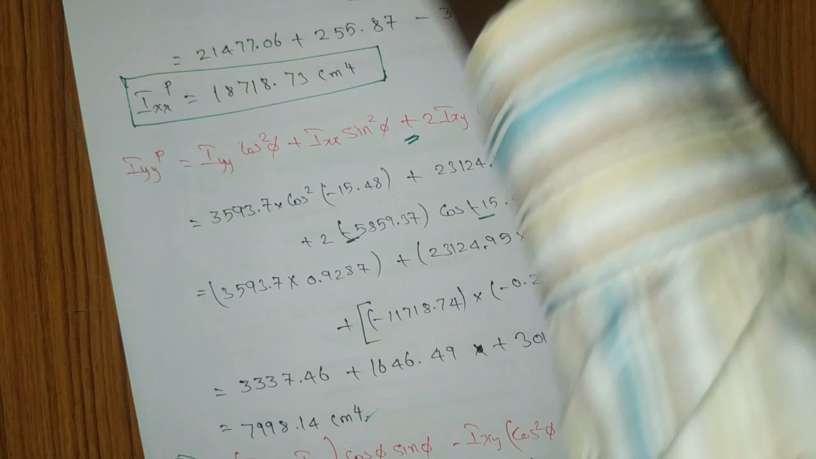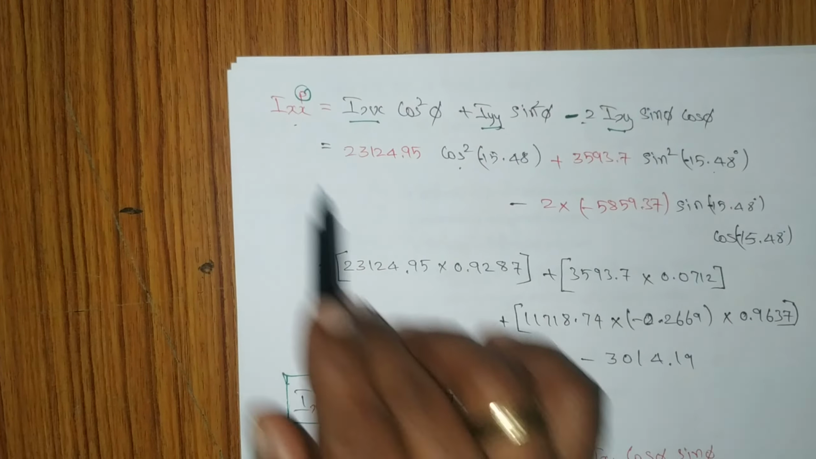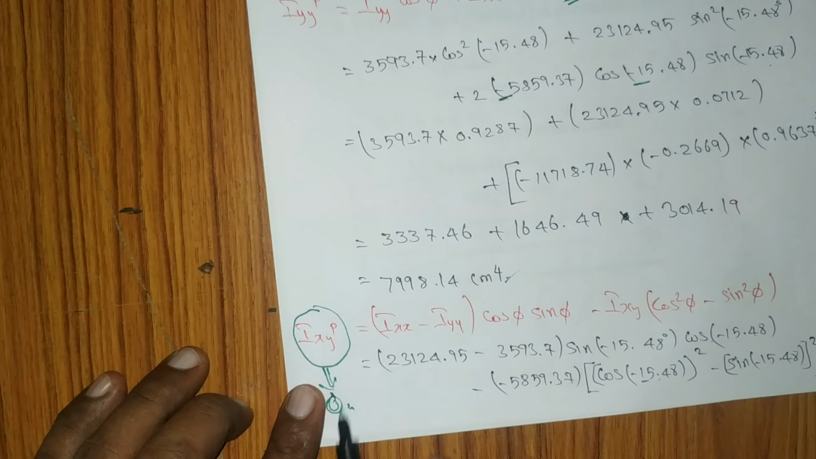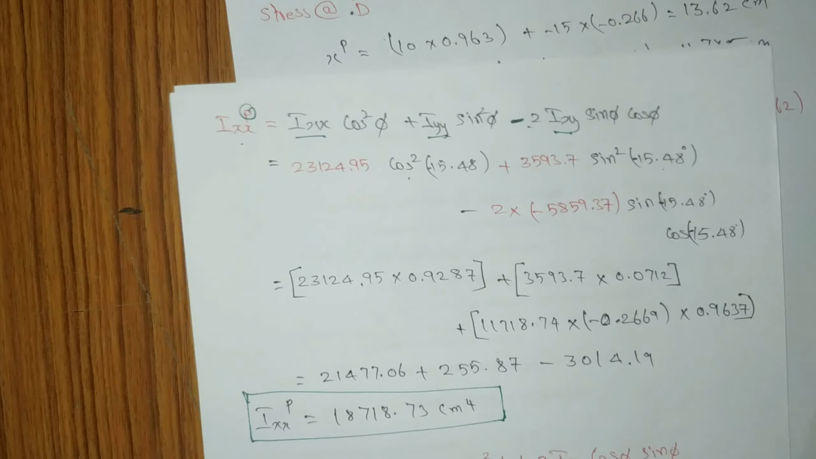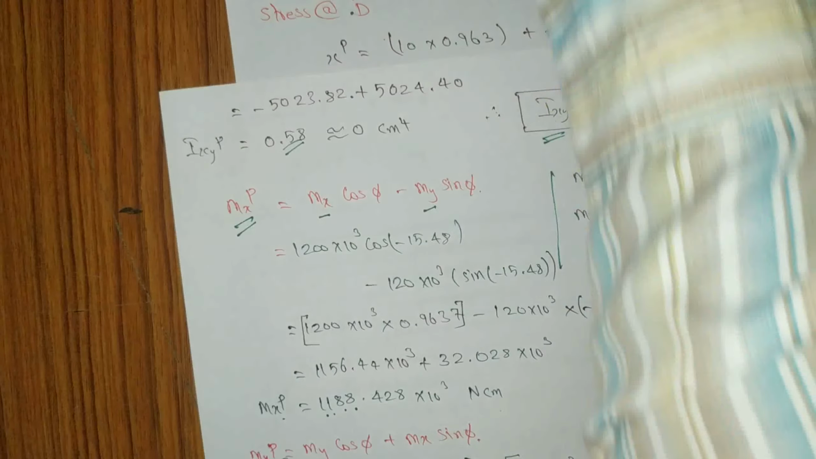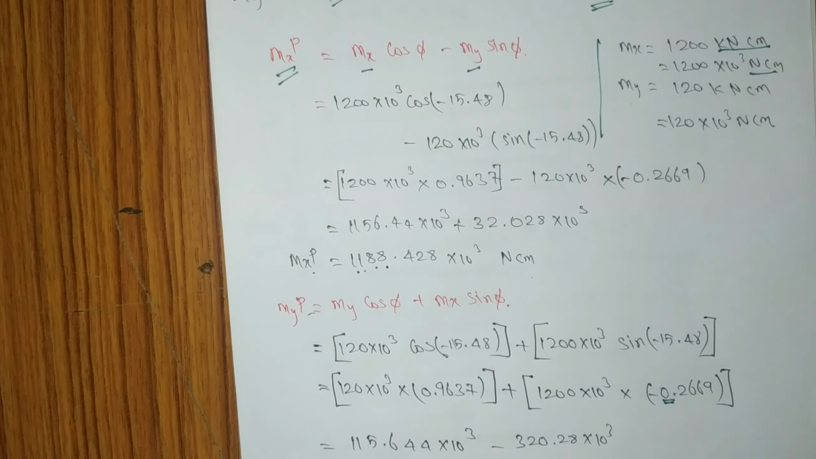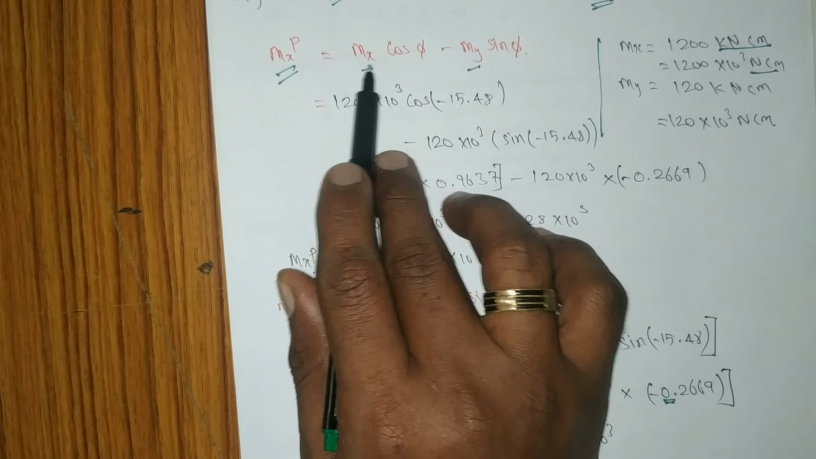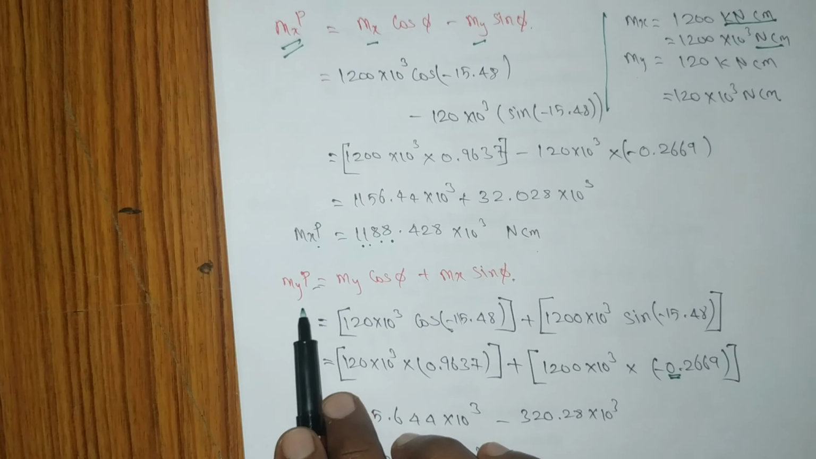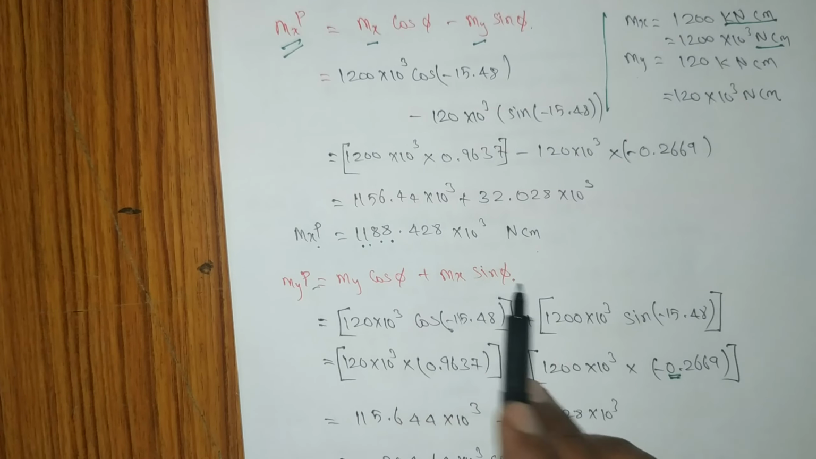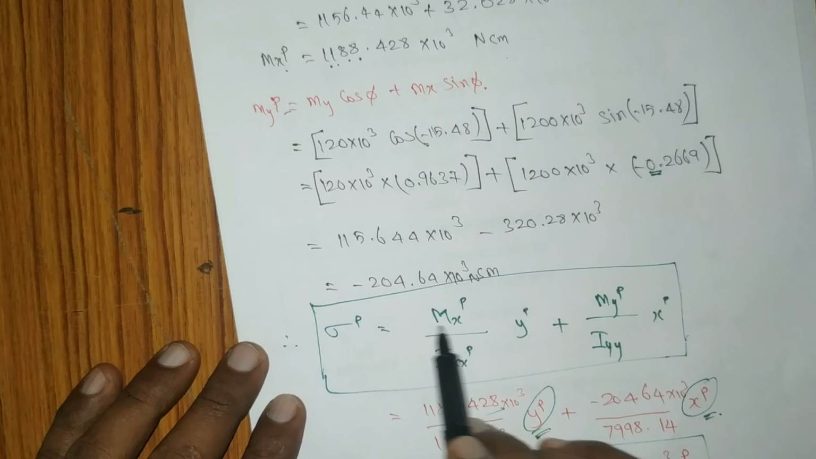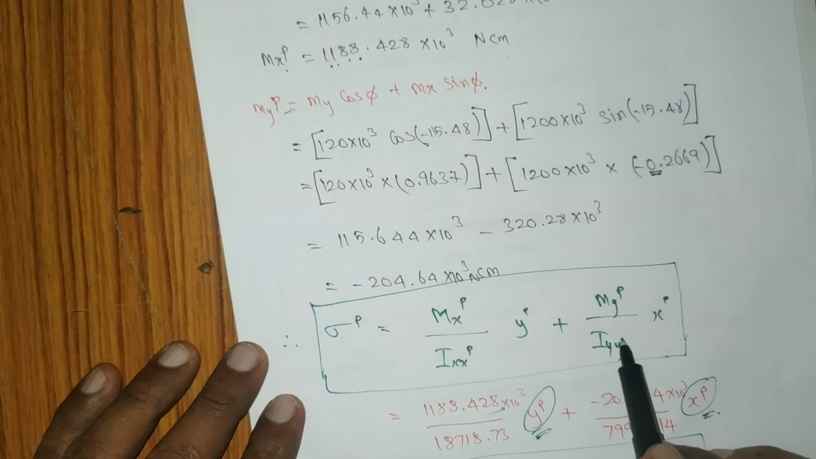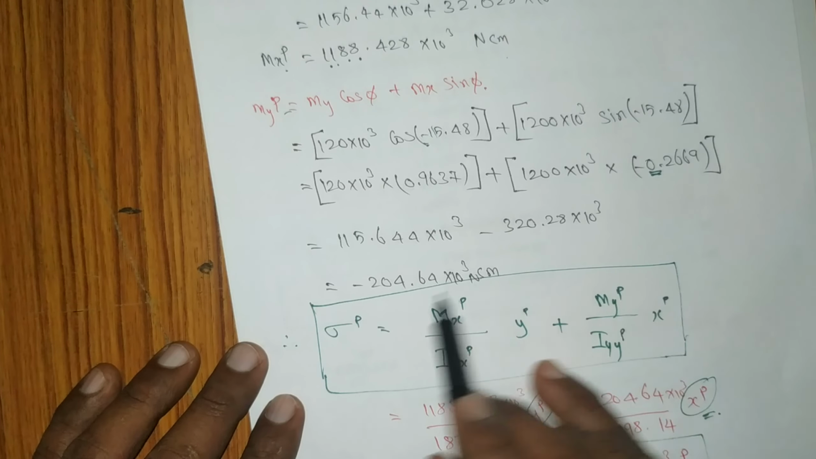Then we'll go for Iyy principal axis, Ixy principal axis, Ixx principal axis. If we get Ixy as 0, then we are on the correct path, since Ixy equal to 0 means we are solving on the principal axis. Then we need to find Mxp and Myp, for which we have separate formulas: Mxp equals Mx cos φ minus My sin φ, and Myp equals My cos φ plus Mx sin φ. So we get the formula sigma p equals Mxp divided by Ixxp into yp plus Myp by Iyyp into xp, where p indicates the principal axis.